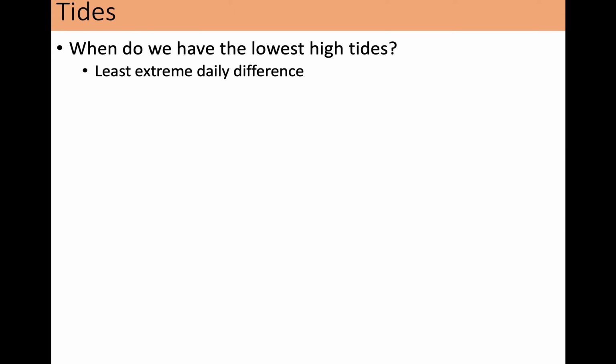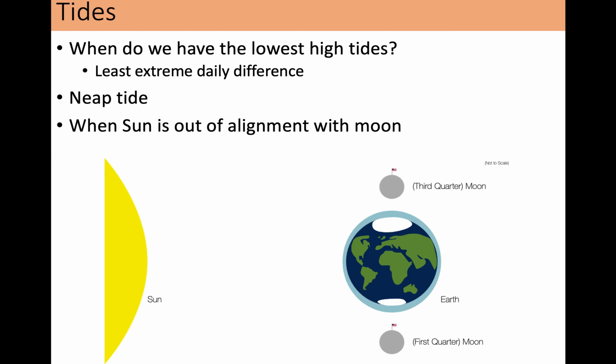So when do we have the least extreme difference between high and low tides? Here is a diagram showing that, where we have our neap tide and the sun and the moon are out of alignment with the Earth. So this is like what they said in the video, where the tides almost cancel out. So we still have a slight solar tide from the sun, but the majority of our tide, which is about 2/3 or 3/4 of our tide, is caused by the moon.